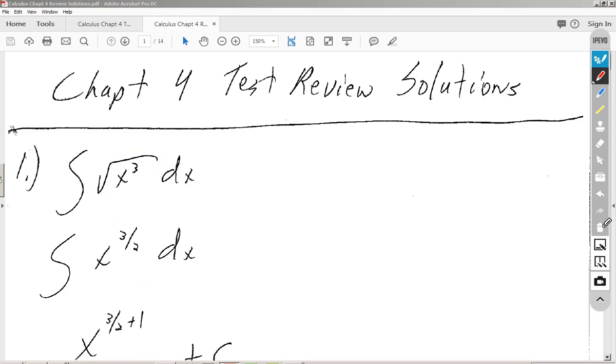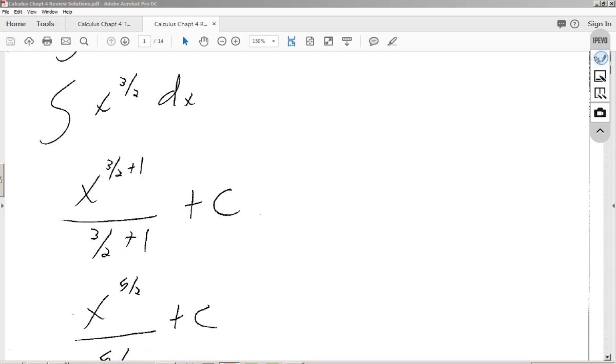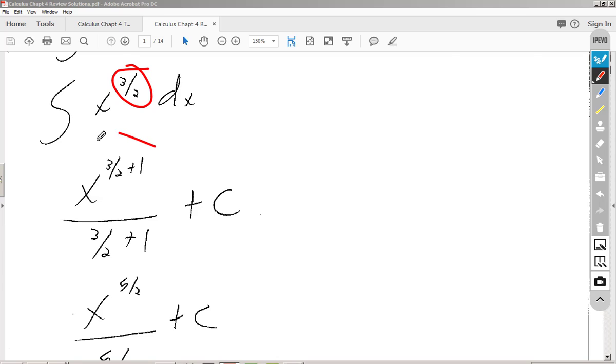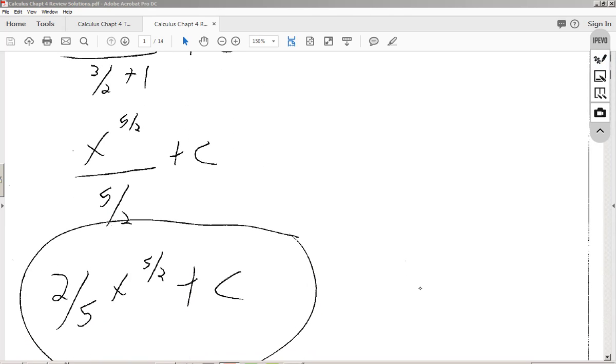Now that we've rewritten it as x to the 3 halves, we can go ahead and just integrate it directly. So remember your rules for integration. You just add 1 to the power, and then that's all divided by that power plus 1. So notice I'm going to take my 3 halves, I add 1 to it. So I got x to 3 halves plus 1. That's going to be all over 3 halves plus 1. Well, 3 halves plus 1 is going to be 5 halves, and that's going to be all over 5 halves.